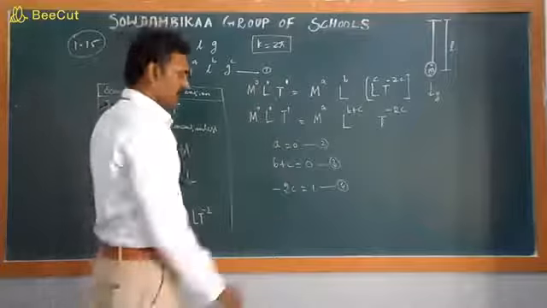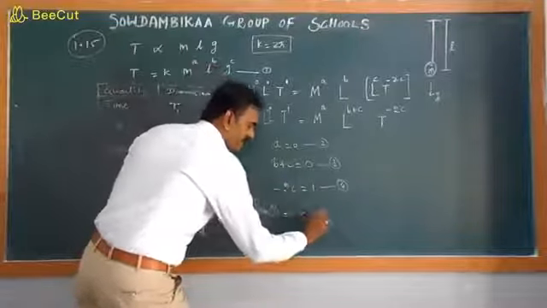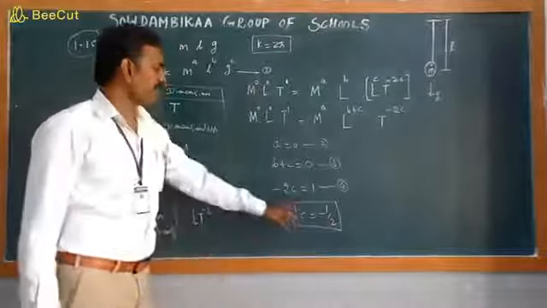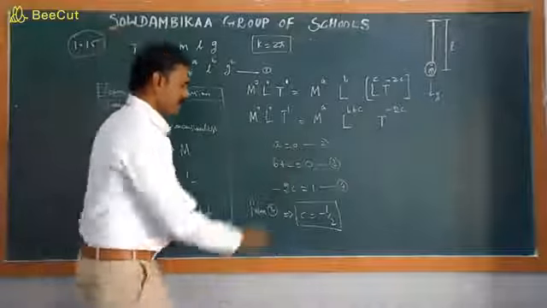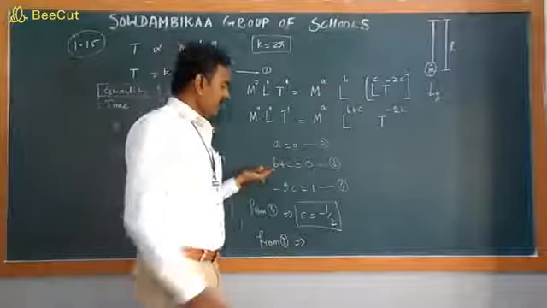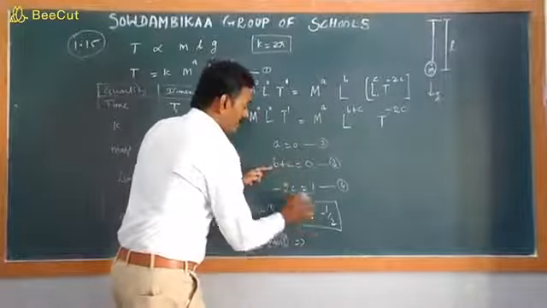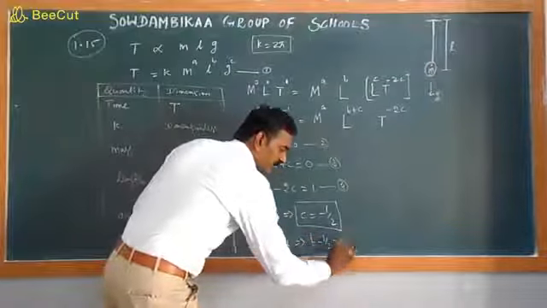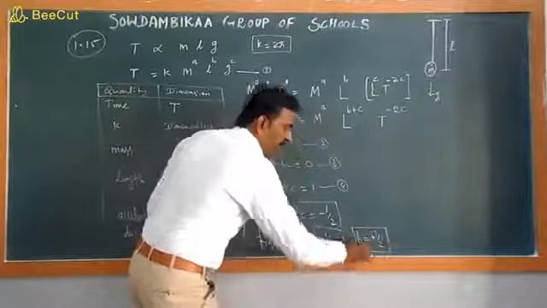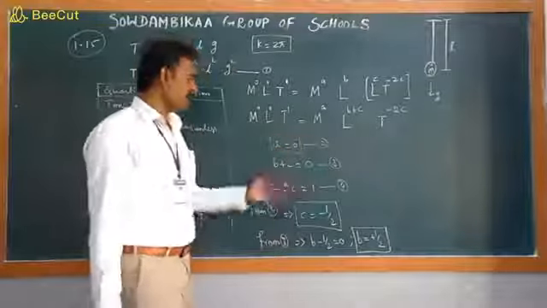From the 4th equation, the value of c is equal to minus 1 by 2. If you substitute the value of c in equation 3, b minus 1 by 2 is equal to 0, or otherwise b is equal to plus 1 by 2. That's the value for b, that's the value for c, and that is the value for a. Now I got the values of a, b, c.